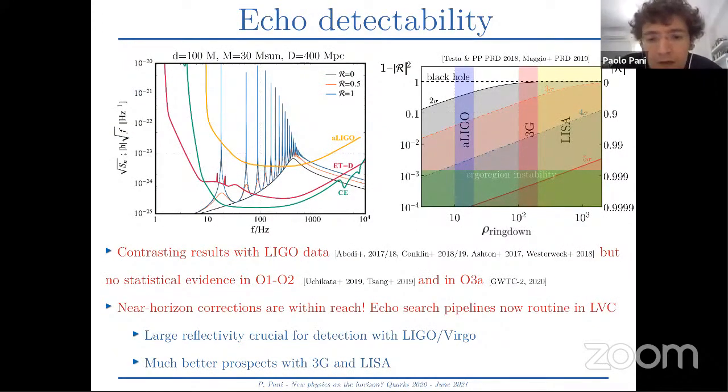Very briefly, I don't want to spend too much time on this, but there have been contrasting results on the presence of echoes in current data. The current situation is that different groups do not agree on the level of statistical evidence for this, but the LIGO-Virgo collaboration is searching for echoes and has developed pipelines for this, which I think is very interesting. And they claim that there is no statistical evidence up to the data that was released last year.